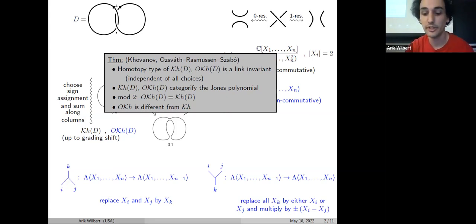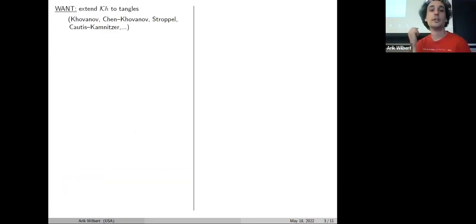Okay, so then, let's move on. Here's a general question that I'm interested in, because I am actually a representation theorist. I want to extend Khovanov homology to tangles, and the reason is that this is when you actually see some interesting representation theory. The representation theory is kind of degenerate if you just look at the original Khovanov homology. You really want to look at tangles.